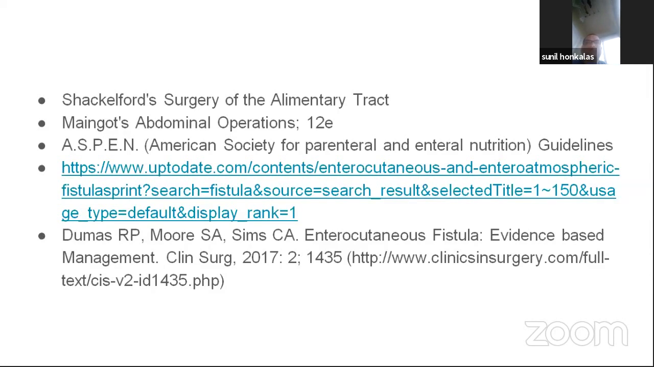About any special formulas to be used for enteral nutrition, polymeric is always better. There is no added advantage in terms of improving morbidity or decreasing the mortality rate if we compare polymeric to elemental or semi-elemental. So polymeric is a cheaper formula. If you are using a commercial formula, go ahead with the polymeric diet.